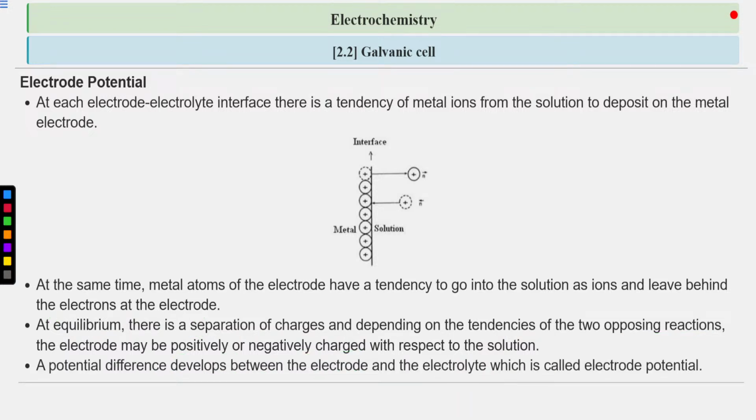A potential difference develops between the electrode and the electrolyte, which is called electrode potential. Due to all this, a potential difference will develop between the electrode and the electrolyte, that means the metal electrode and the metal ion solution. The potential difference which develops between the electrode and the electrolyte is then called the electrode potential.